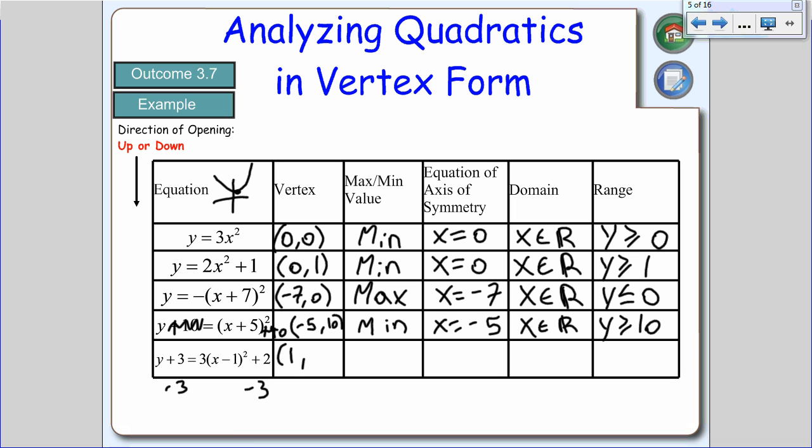Is it a max or min? It's a minimum. Where's my axis of symmetry? Why is it 1? Because your x value of your vertex is 1. Correct. X is always an element of the reals. What's my range? Yeah. Easy, easy.